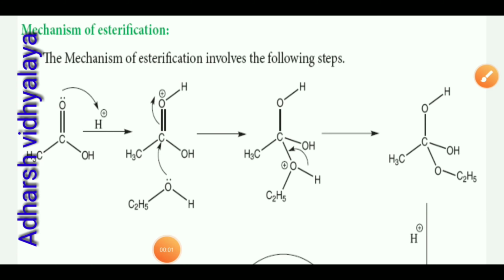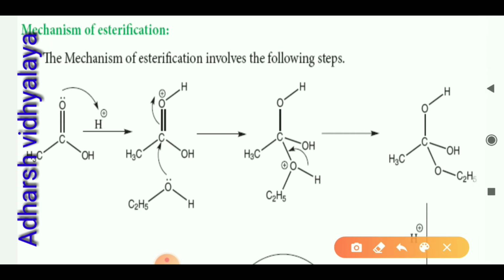The esterification reaction mechanism consists of the following steps. In the first step, protonation of acetic acid. In acetic acid, the OH group has a lone pair of electrons. The lone pair of electrons makes a bond with H plus from the acid catalyst. So we get protonated acetic acid.